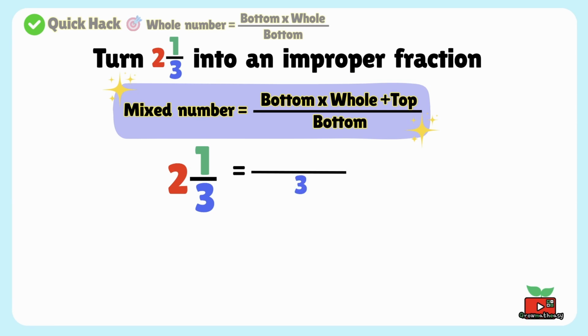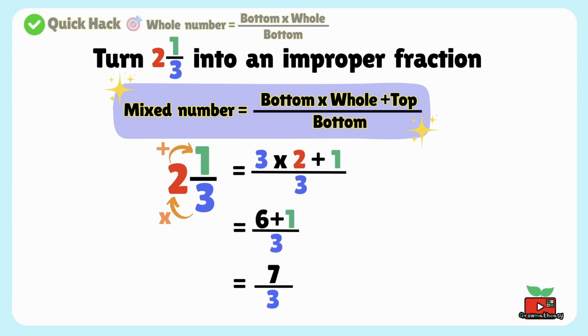We keep the same denominator, which is 3. Then we multiply the bottom number by the whole number and add the top number. That means 3 times 2 plus 1. And this is 6 plus 1, which is 7/3. Therefore, 2 1/3 equals 7/3.